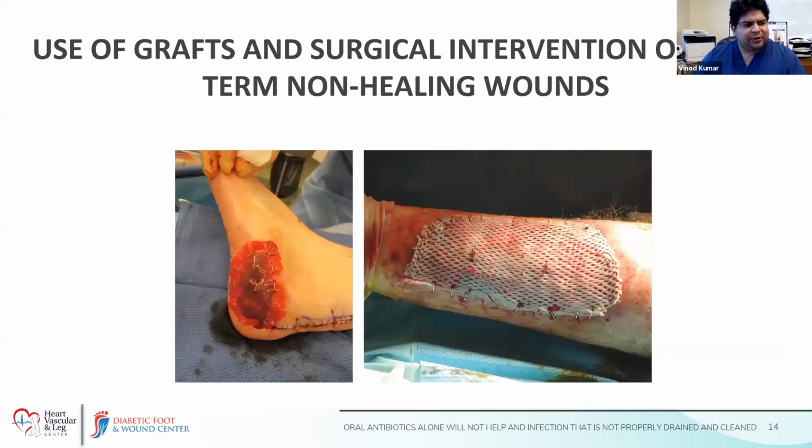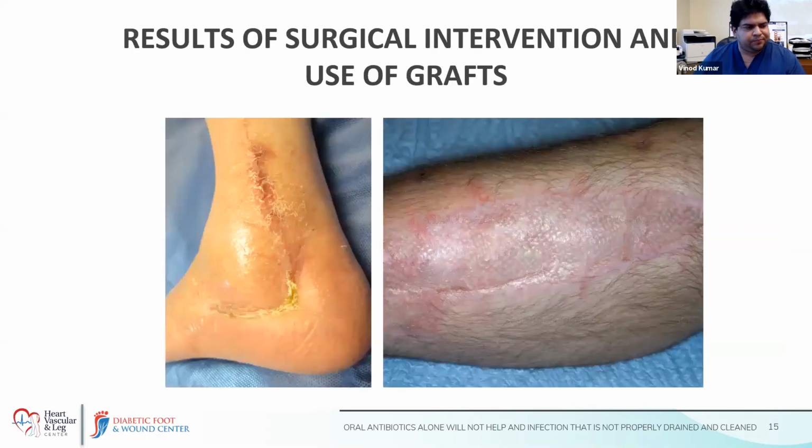Again, we've had patients from other practices or clinics who've had these wounds for years, and we provide them with different options and technologies in our clinic, including grafts. These are patients that I've had in the past, and we were able to clean these wounds in surgery and put these grafts, and over time they healed.